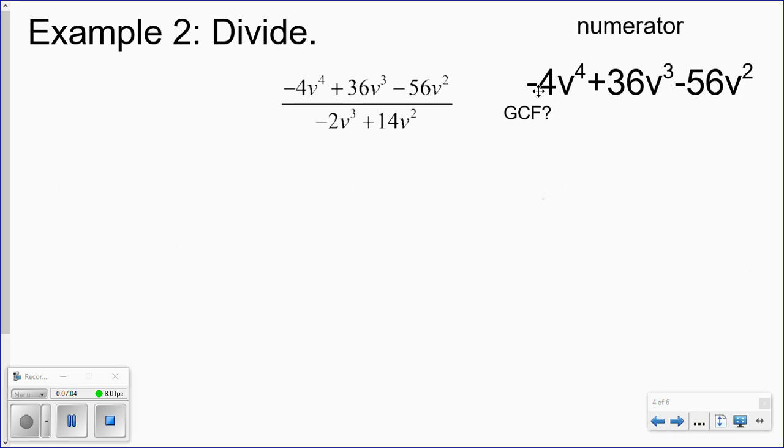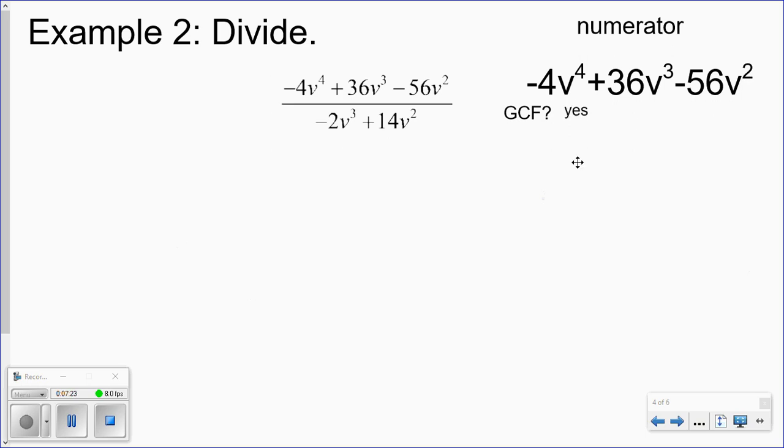If I look at the numbers, -4, 36, and -56, yeah, those are all divisible by 4, so I can pull that out. And then if I look at the variables, this one has 4 v's, this one has 3, this one has 2. So at a minimum, they all have 2 v's to give. So yes, there is a GCF.